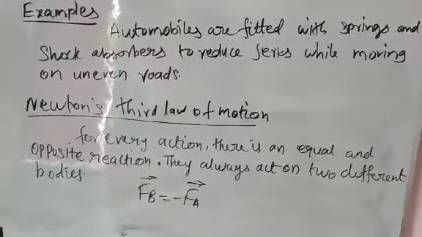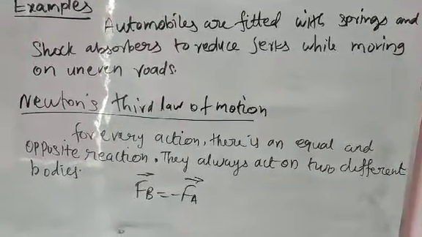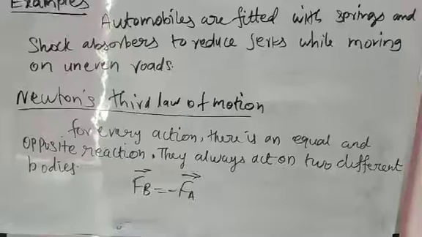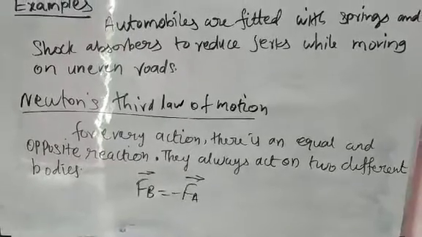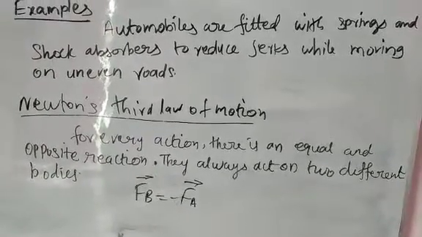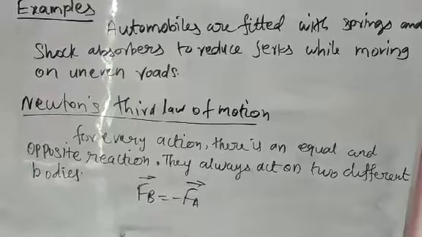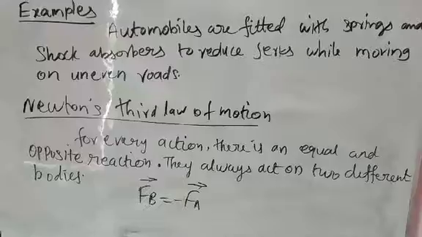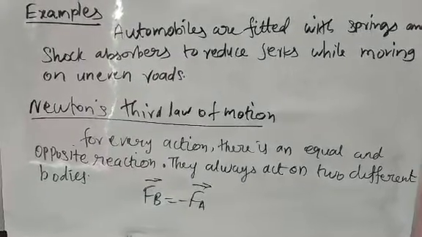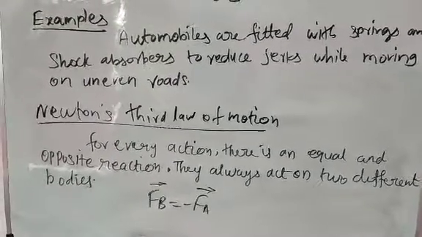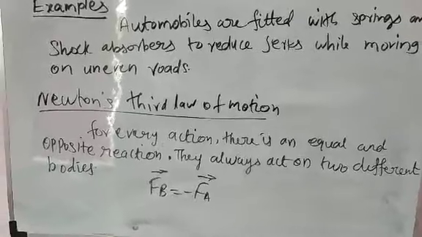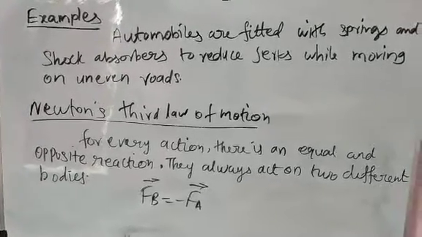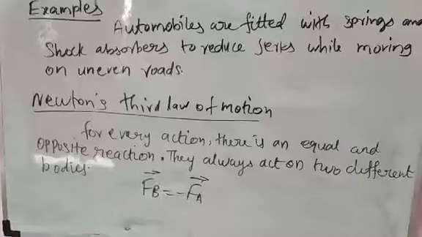The equation: F_BA vector equal to minus F_AB vector. So a force acts on body A by B, F_AB, and body B reacts with force F_BA on A. So both bodies exert equal force in opposite directions. So F_BA equal to minus F_AB vector. Newton's third law of motion gives the applications of force.